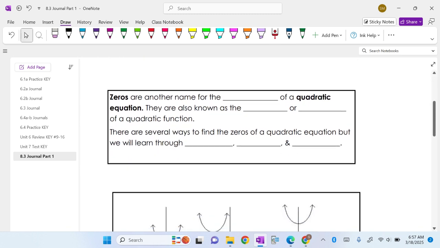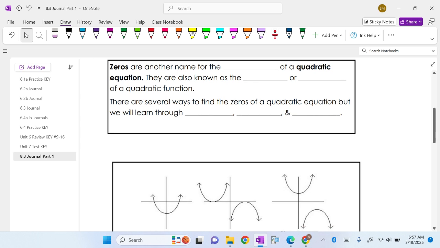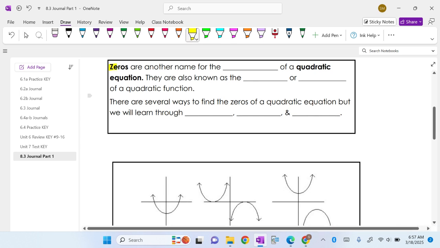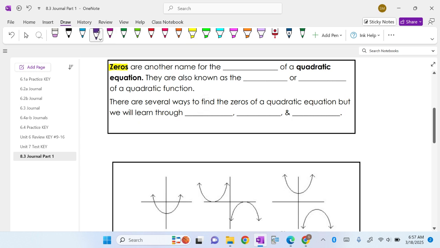So before we start, let's actually review what zeros are. So you've already heard this name before, but zeros are just another name for the x-intercepts of a quadratic equation. So again, we've already learned how to take the x-intercepts from a graph. Remember, the x-intercepts are where your graph crosses the x-axis. They are also known as the roots or solutions of a quadratic function. So that's why we say that this is like solving a quadratic equation, because the x-intercepts are actually our solution.